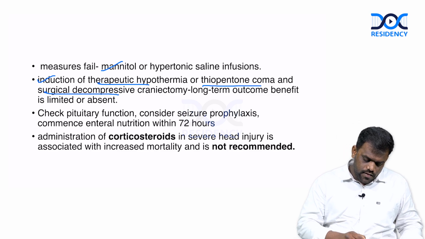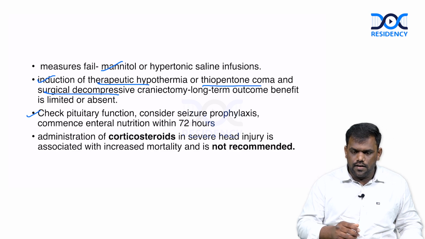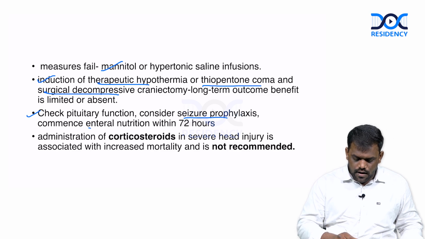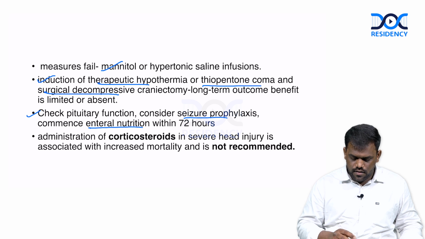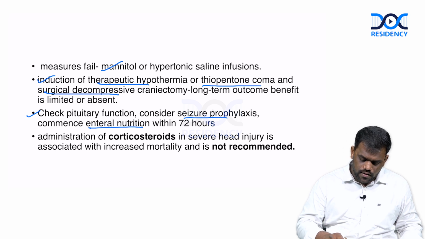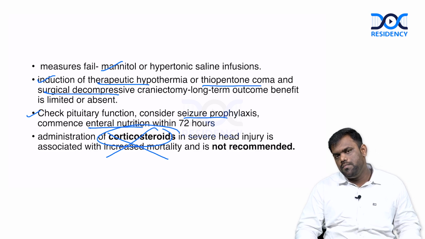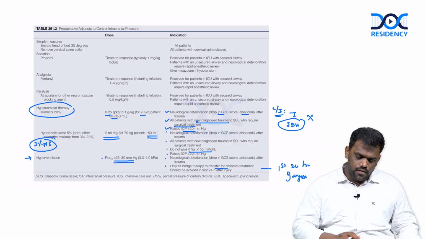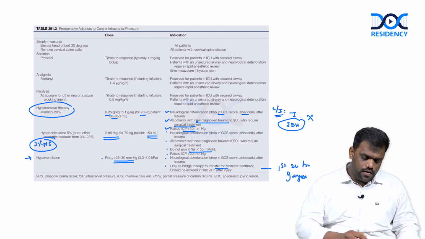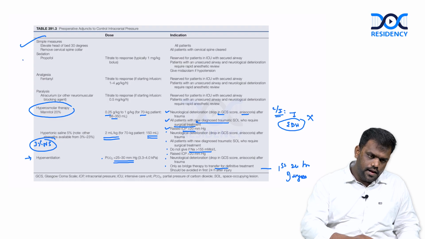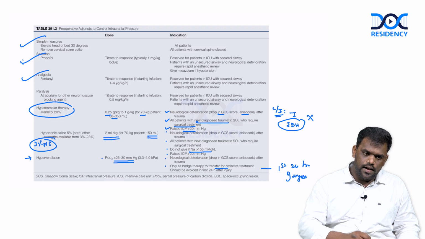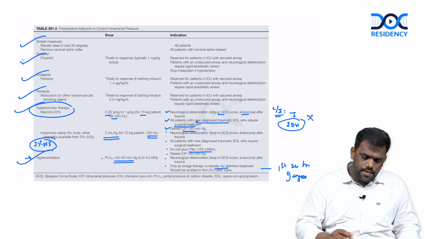In the meantime, you have to check the pituitary functions. Consider seizure prophylaxis, and enteral nutrition within 72 hours. One main thing is you should avoid steroids. Steroids are completely contraindicated in severe head injury, as they increase the mortality and are not recommended. So the various methods to reduce the ICP: number one, simple measures like elevating the head of the bed and removing the cervical spine collar; sedation like propofol, analgesia like fentanyl, paralytic agents, hyperosmolar therapy with mannitol, and hyperventilation.